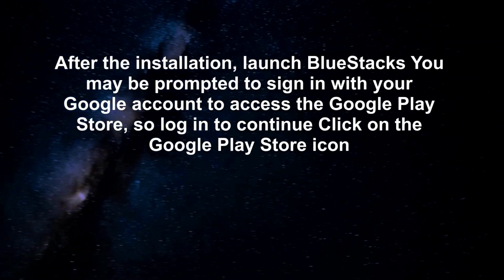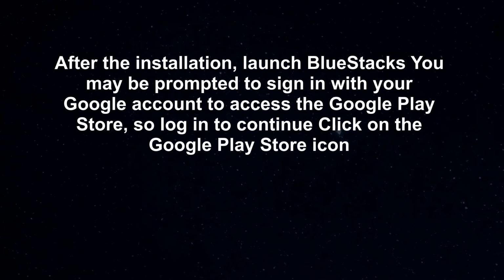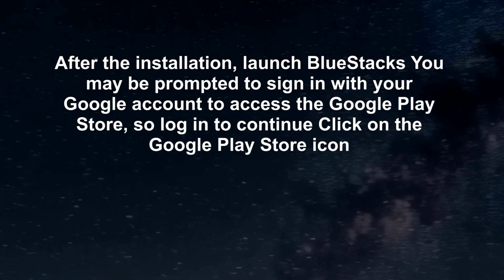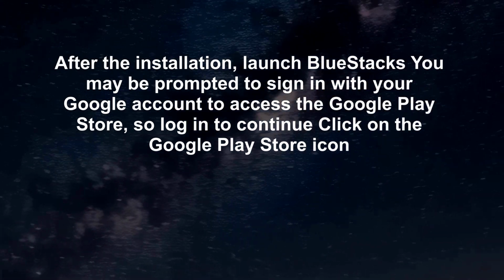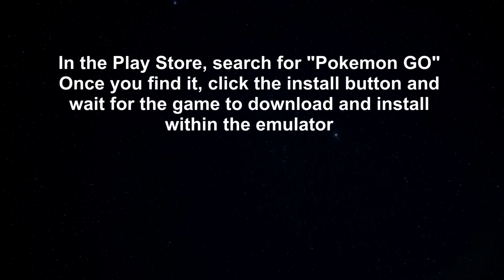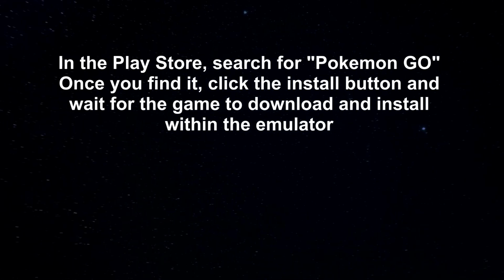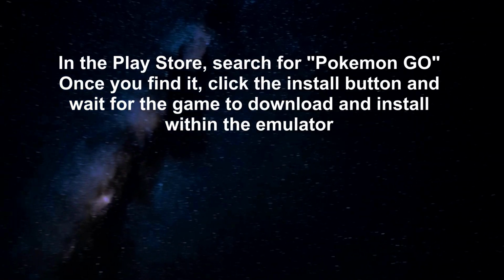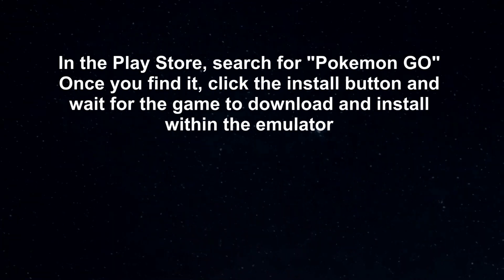After the installation, launch Bluestacks. You may be prompted to sign in with your Google account to access the Google Play Store, so log in to continue. Click on the Google Play Store icon. In the Play Store, search for Pokemon Go. Once you find it, click the install button and wait for the game to download and install within the emulator.